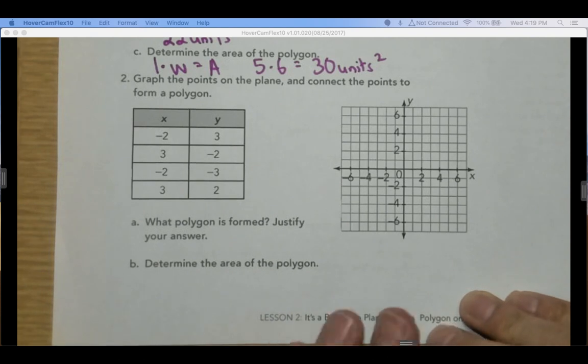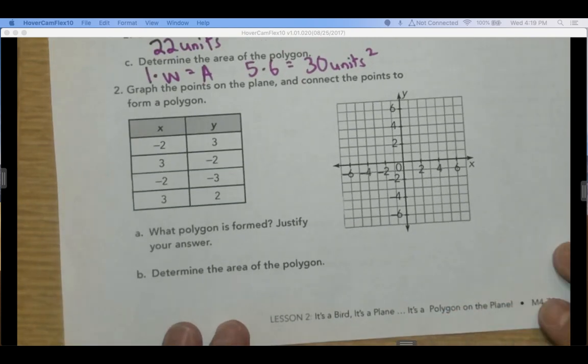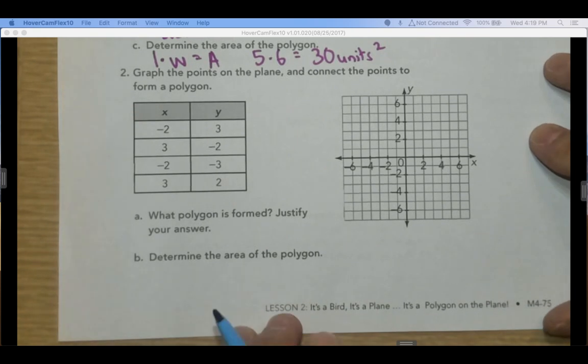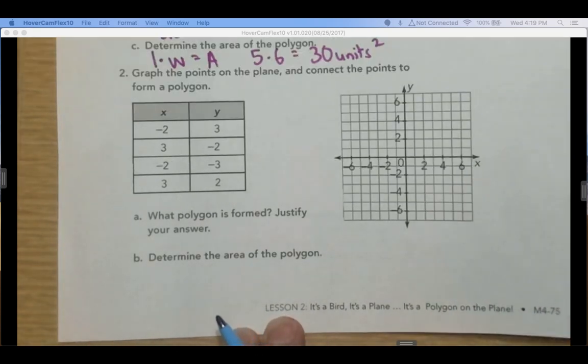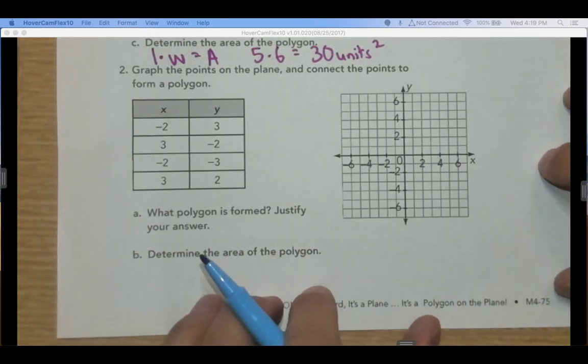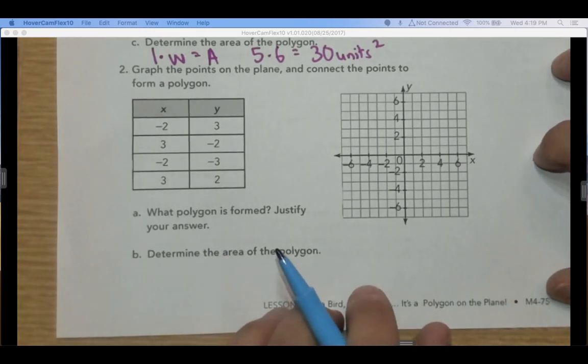Number 2, graph the points on the plane and connect the points to form a polygon. You should do the same thing as before, and you should answer all of these wonderful questions, and then watch the video. That's what you should do.